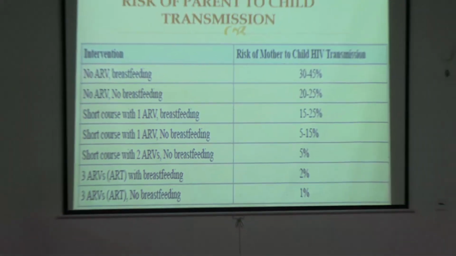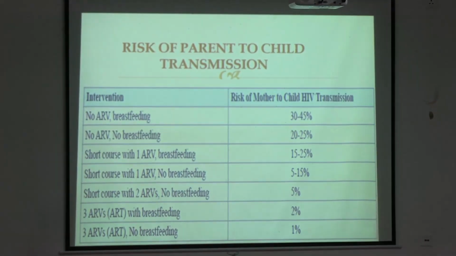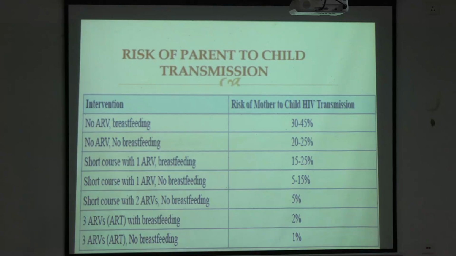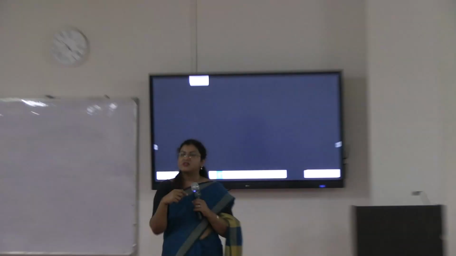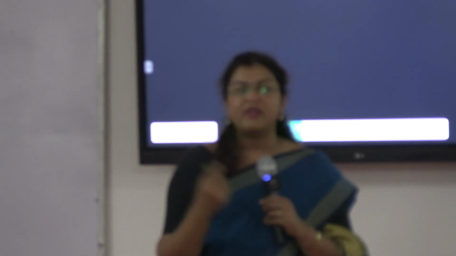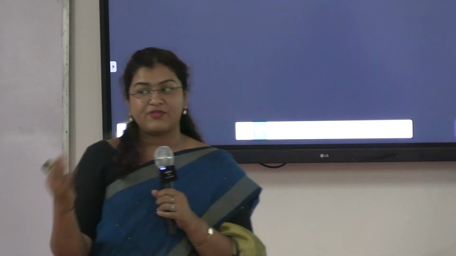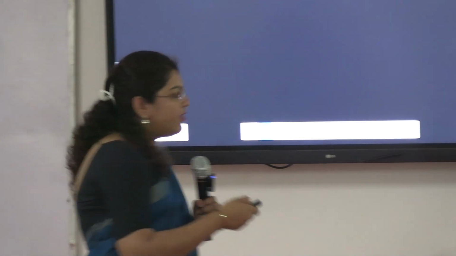So if you see the risk of parent-to-child transmission, just look at the percentages. Okay? So any mother who is not on any drugs, breastfeeding the baby, the risk is how much? 30 to 45%. But if you see any mother, the last slide you look, a mother is on 3 antiretroviral drugs, no breastfeeding, the risk becomes 1%. So this is what is written. But there is a controversy. Then ma'am, should we just tell them not to breastfeed? We'll come to that point.